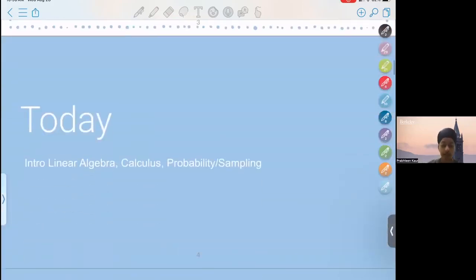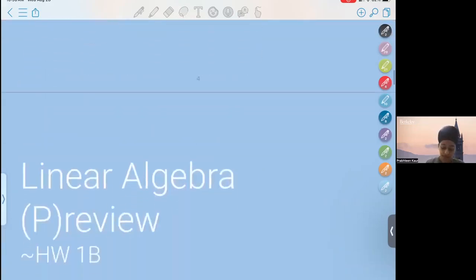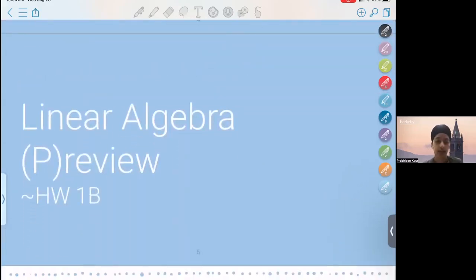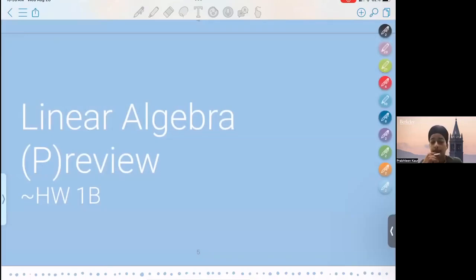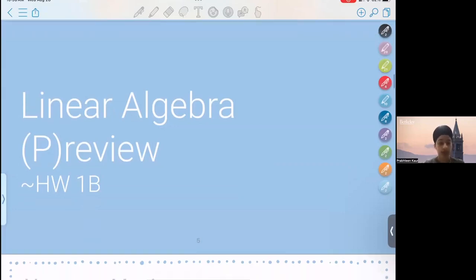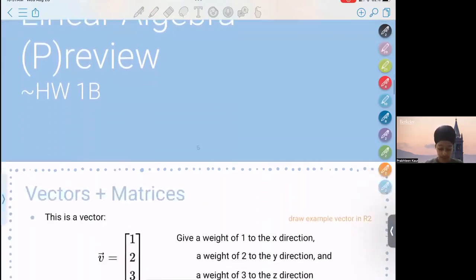So today we're going to cover an intro to linear algebra that's relevant for this course, calculus, as well as a little bit of probability and sampling. Okay, so starting off, linear algebra. Some of y'all are taking it now, in which case it's a preview. And for others who have taken it already, this is kind of a review of the concepts that are going to be foundational for our applications of linear algebra in this class. This is super helpful for homework 1B and, of course, the rest of the class.